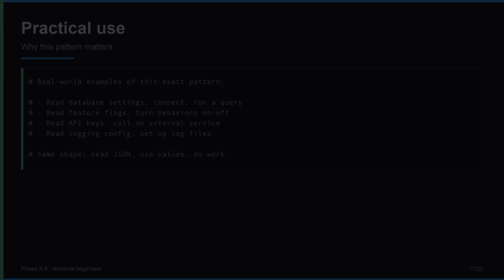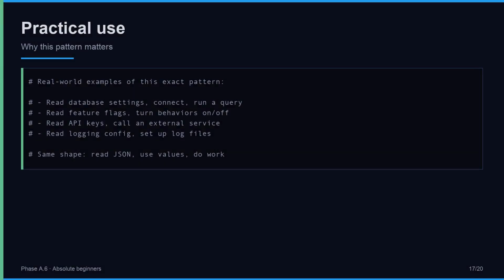12 real lines. Why does this pattern matter? Because almost every real Python program reads configuration. Database settings live in a JSON file. Feature flags live in a JSON file. API keys, logging levels, output paths, all configuration. The shape is always the same. Open the file, parse the JSON, pull out the values, use them. Master this small script and you have the skeleton of every config-driven tool you will ever write. Everything else is just bigger.